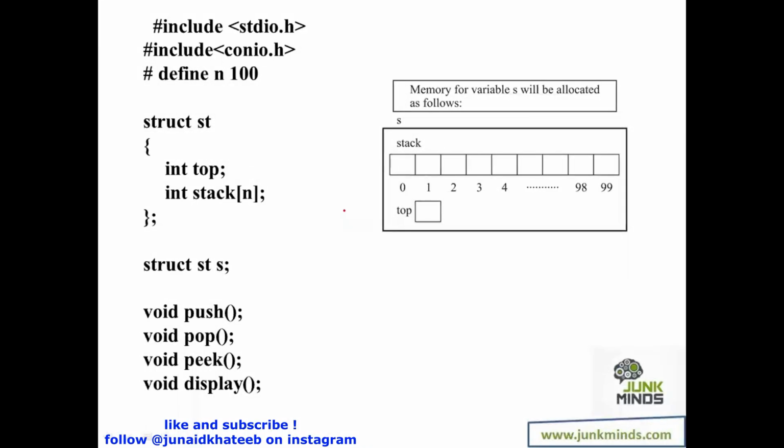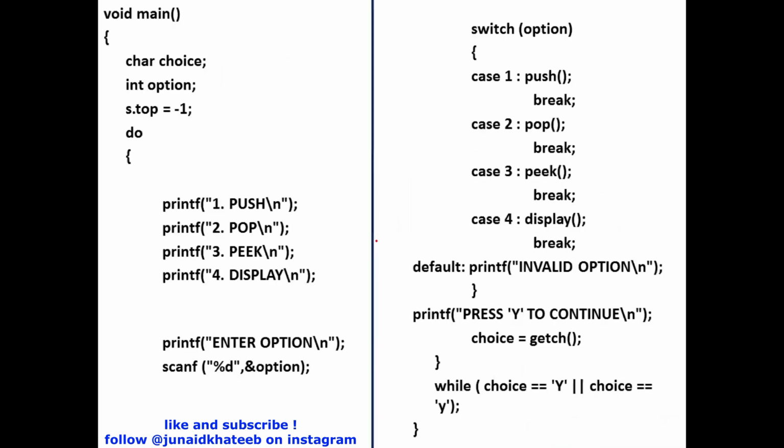So now that we've created this structure and we have declared these functions, let us get started with this particular program. We will now write a program which will implement all the operations, push, pop, peek, and display on a stack. Now this is where we start with the code. Now this is the code.